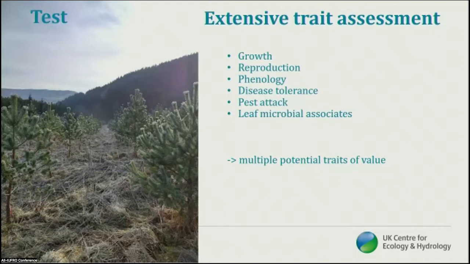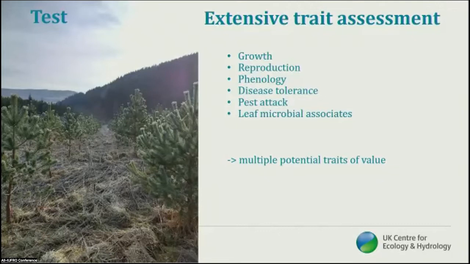So we've looked at growth, of course, but we've looked at reproductive characteristics, timing, phenology of both growth and reproduction. We've looked at disease tolerance traits, we've looked at pest resistance traits, we've looked at the community of organisms that are associated with all of those, with all of the different, I guess, dimensions of the trees, so the leaves, the roots, the bark, and so on, and have related those back to the genetic variation between the trees themselves.